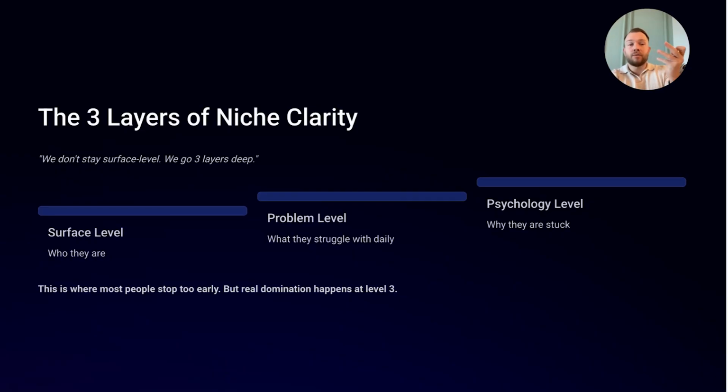Now there's 3 levels of niche clarity, because I don't want to stay surface level. We go 3 layers deep. So the first one is the surface level, like who are they, right? Who they are. Well, for example, for me, it's marketing agency owners and coaches. Okay, not deep enough. So we got to go to the problem level. That's level 2. And that's what they struggle with daily.